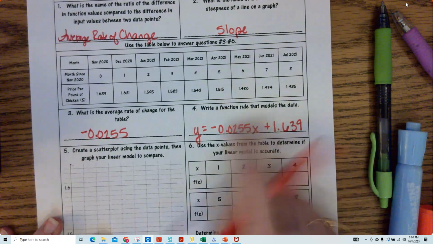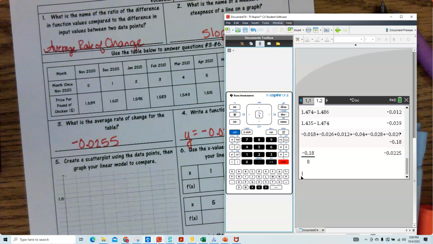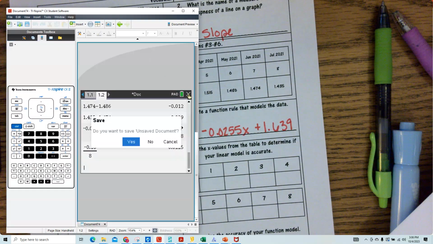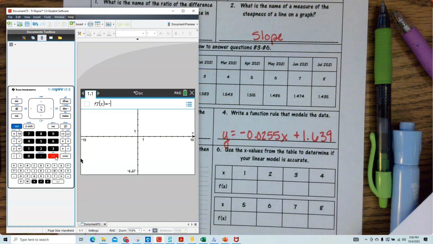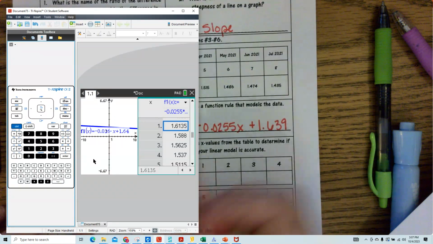So we can create a table for this equation too. And that you can do on your regular calculator. So you can just type the line in. We can graph the line that we created here. So, -0.0255x plus 1.639. And we can pull up the table. And we just copy these values down.